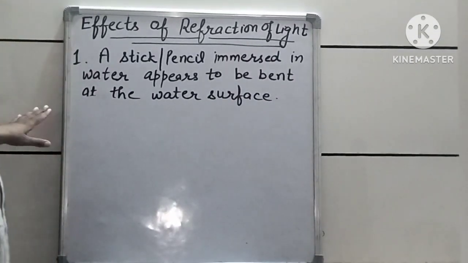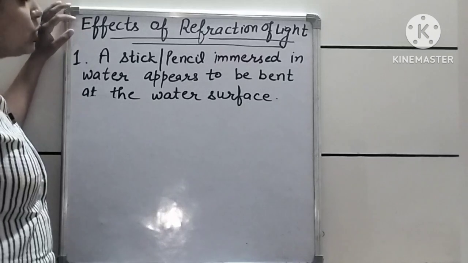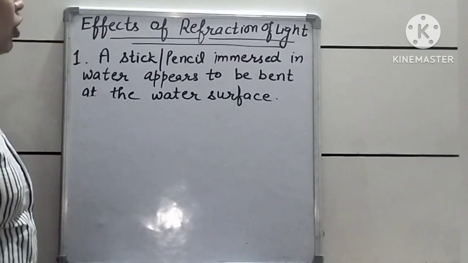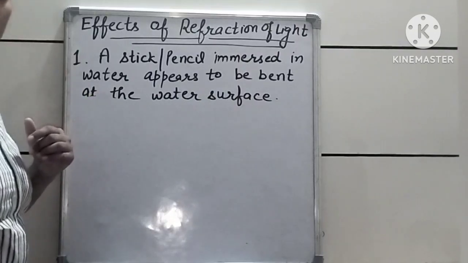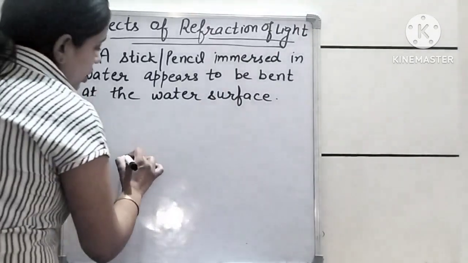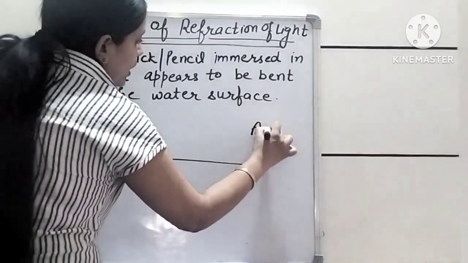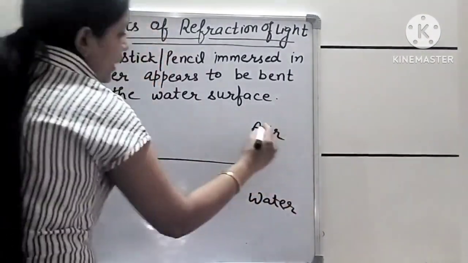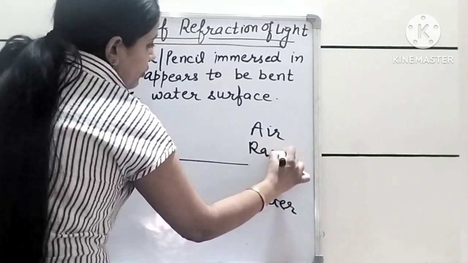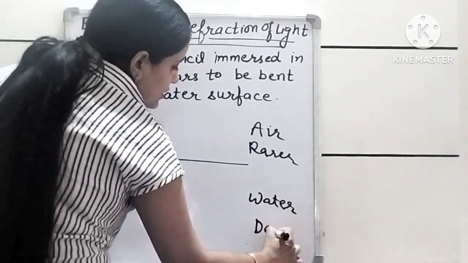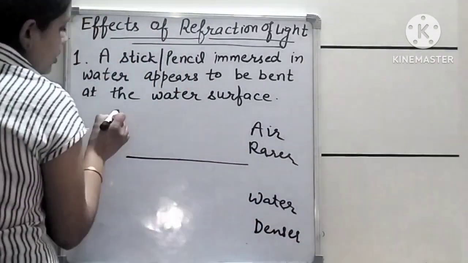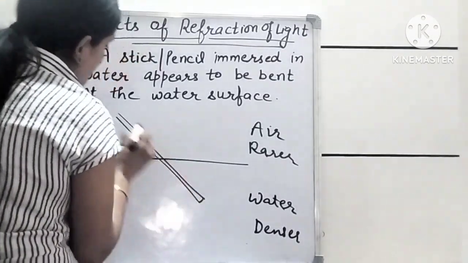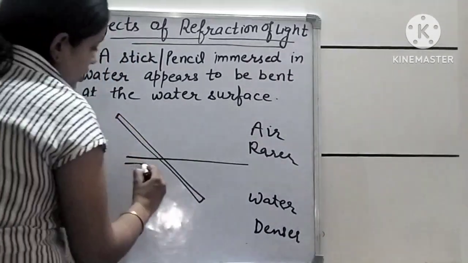Today I am coming with a new video on the effects of the refraction of light. A stick or pencil which is immersed in the water appears to be bent at the water surface. What does it mean? When we have two media, here is the air and this medium is water. You all know that air is a rarer medium and water is a denser medium. So when a stick is immersed in the water, it appears to be bent at the water surface.